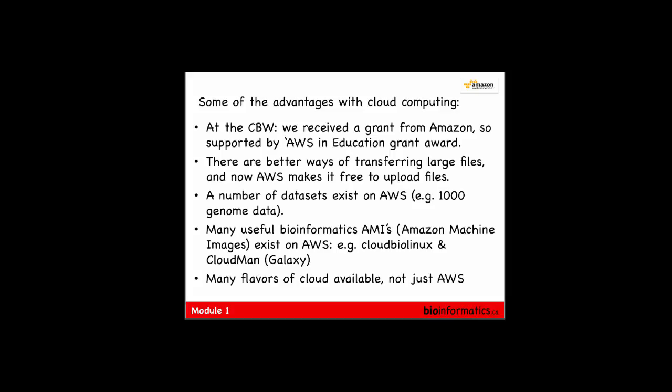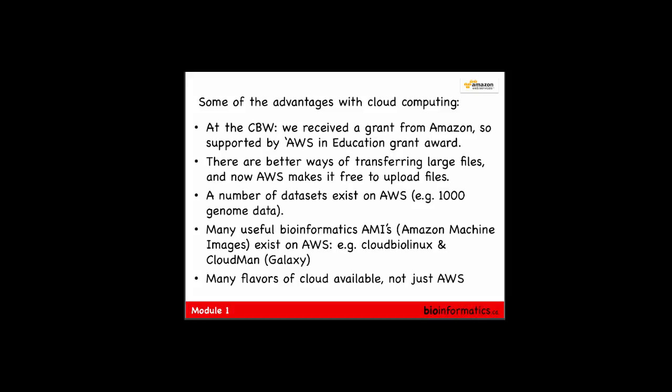It's getting easier to transfer large data sets to Amazon, and what's happening is that Amazon is loading a lot of public data sets and making them available worldwide. So the data you want to compute on is already there, which makes it really useful, like the 1000 Genomes data, for example.